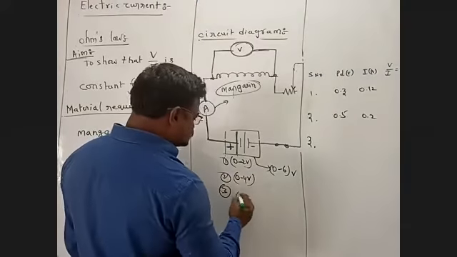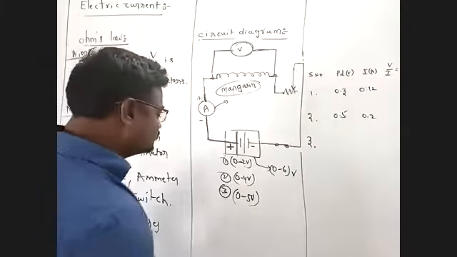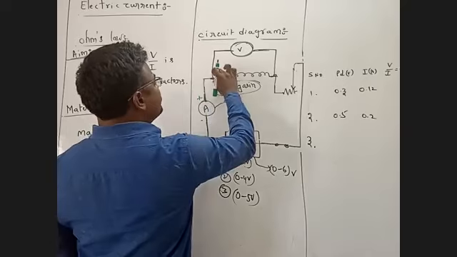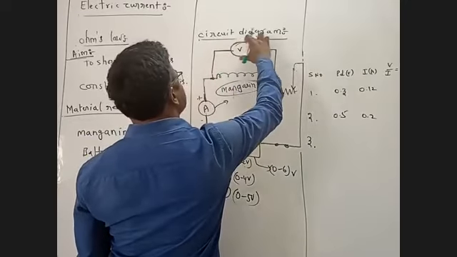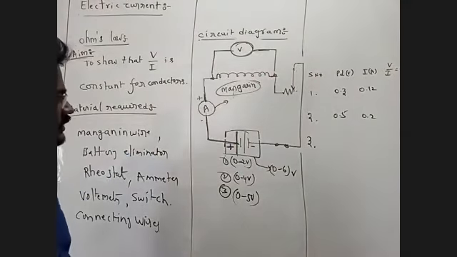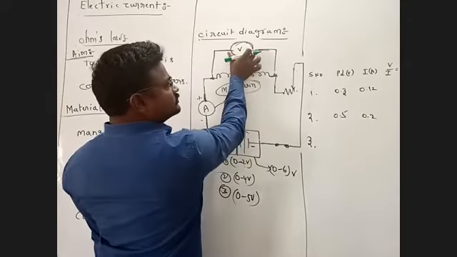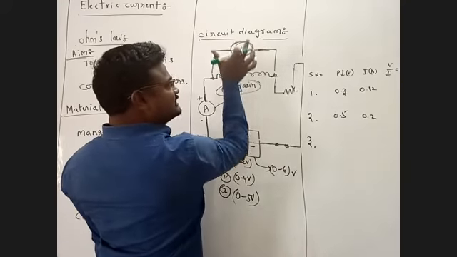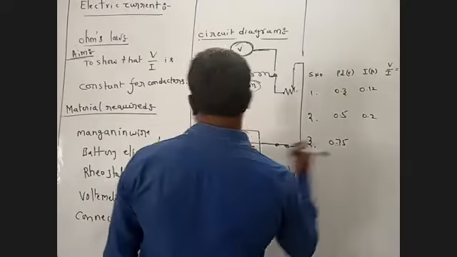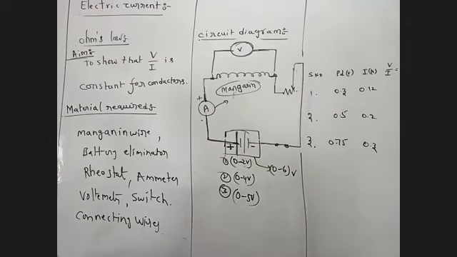Next, I'm increasing the battery voltage. This is a 0.5 voltage fixed here. So what happened here? Current flows through the ammeter and reaches this point. Some part of the current flows through this wire, and the remaining part flows through this wire and reaches here. This ammeter gives the current in the circuit. This voltmeter gives the potential difference across the magnetic wire. The voltage is 0.75 and the current is 0.3. Next, we have to calculate.